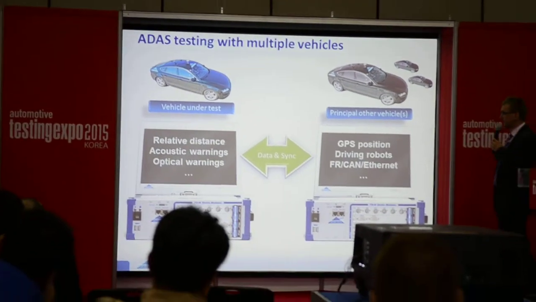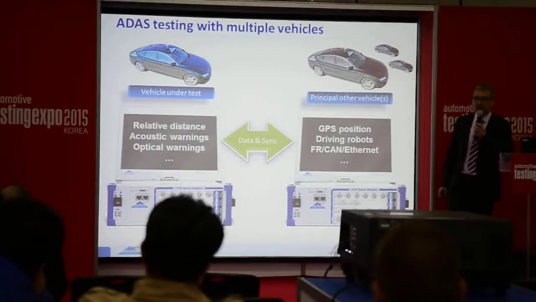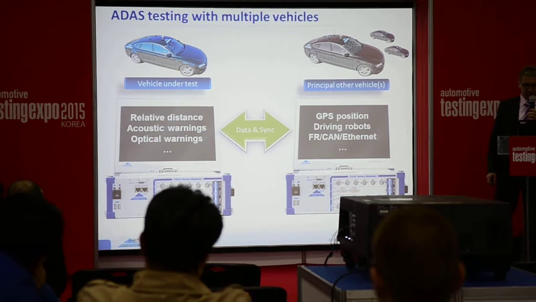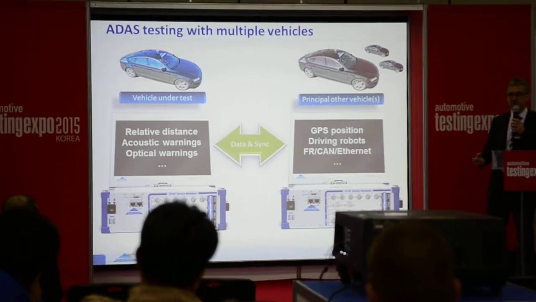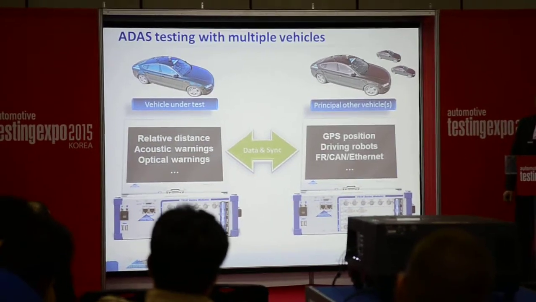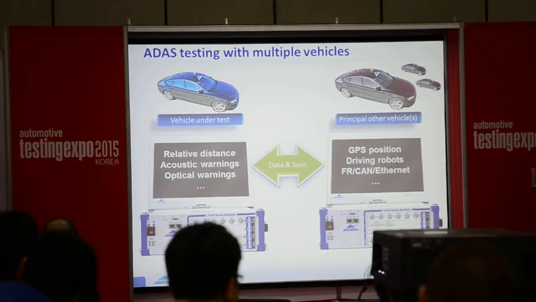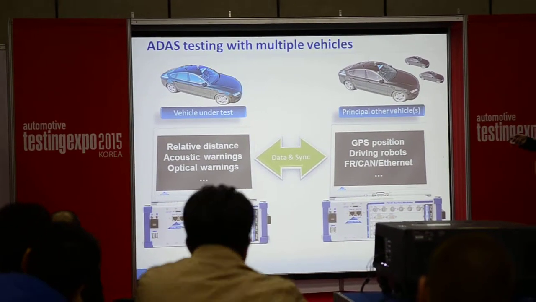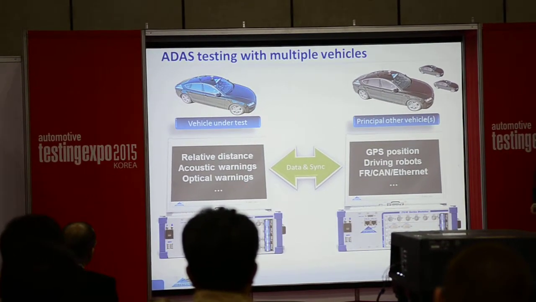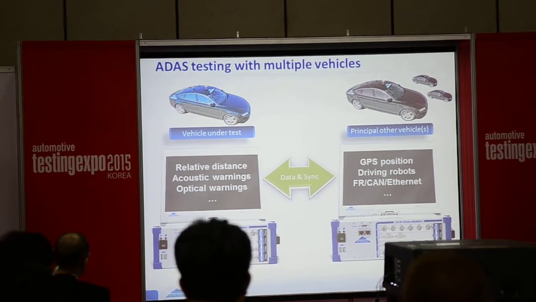So now, the most complex task possible of all those testing procedures is ADAS testing with multiple vehicles, or could also be a driver assistance vehicle and maybe some pedestrian. If this is the case, then we need to, of course, also synchronize the data acquisition systems from 2 or more cars. So we need to have online data transfer and, of course, perfect sync between those.